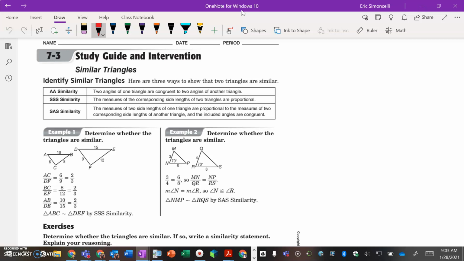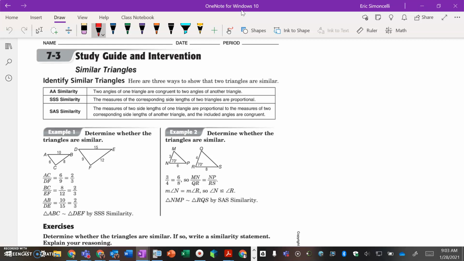Side, side, and side. Side-angle-side similarity, as you can read here, is defined as such. The measures of two side lengths of one triangle are proportional to the measures of two corresponding side lengths of another triangle, and the included angles are congruent. So let's take a look.